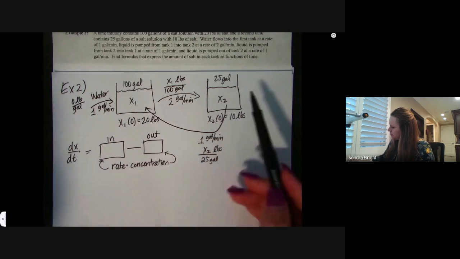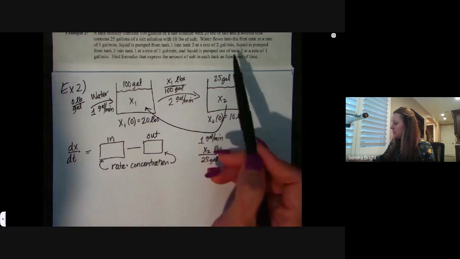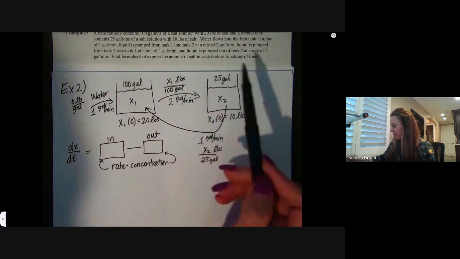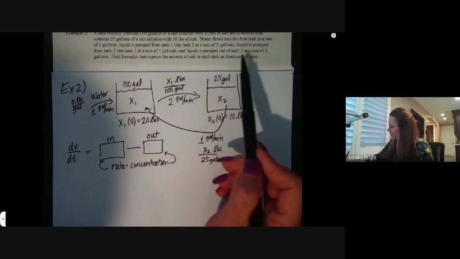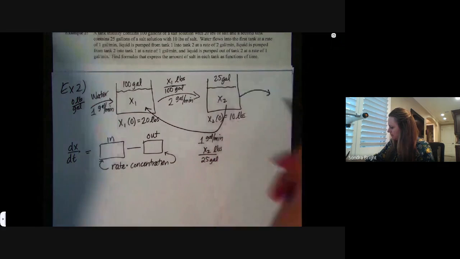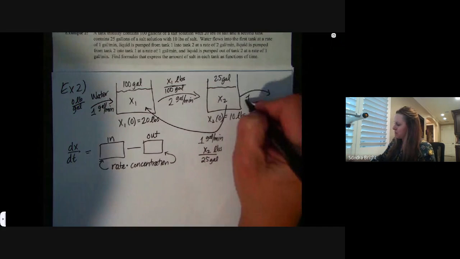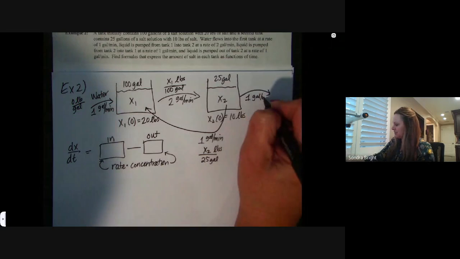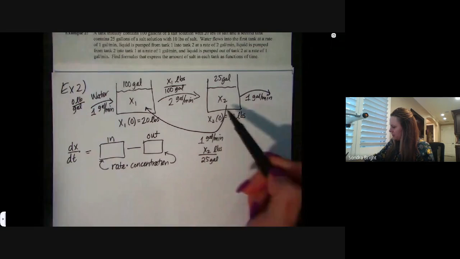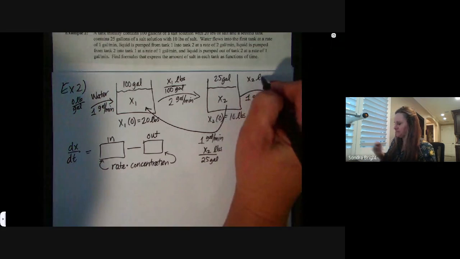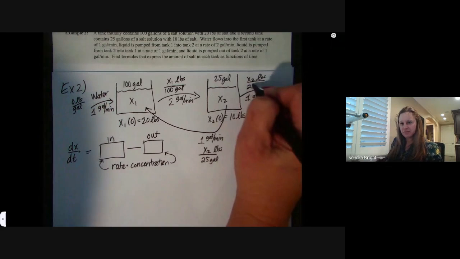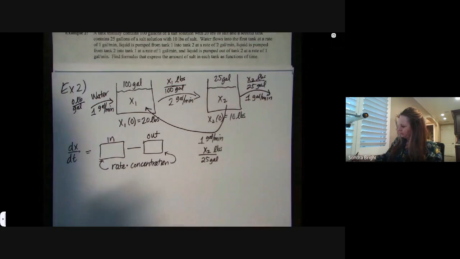And liquid is pumped out of tank 2 at a rate of 1 gallon per minute. And how much would be going out? X2 pounds over 25 gallons. All right, so there's our setup.